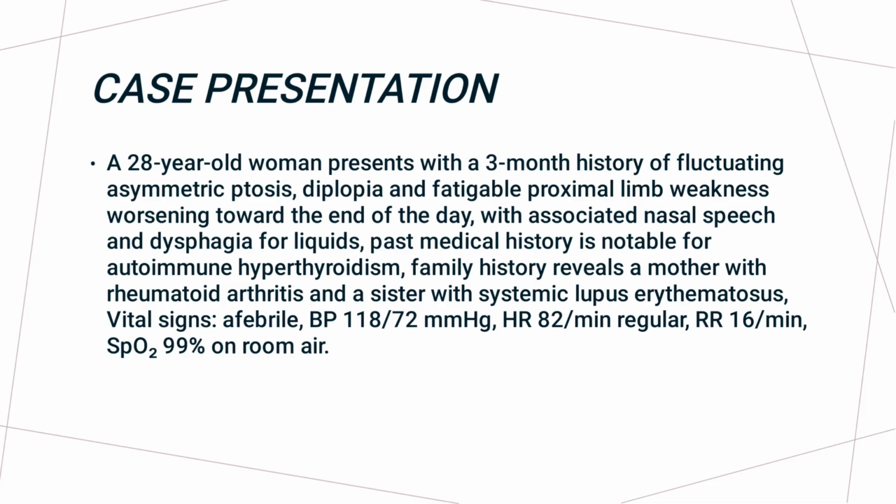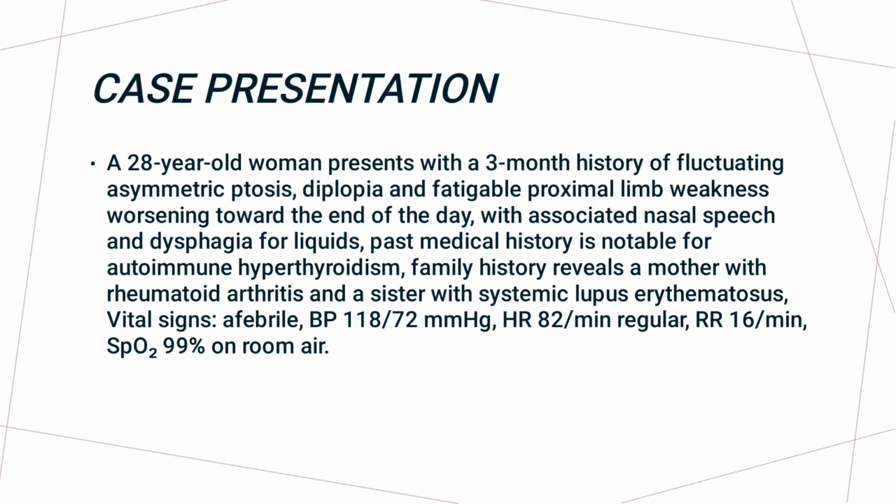Let's get started. So the case presentation: a 28-year-old woman presents with 3 months of history of fluctuating asymmetric ptosis, diplopia, and fatigable proximal limb weakness, which is worsening toward the end of the day. There is associated nasal speech and dysphagia for liquids. Past medical history is notable for autoimmune hyperthyroidism. Family history reveals a mother with rheumatoid arthritis and a sister with SLE.